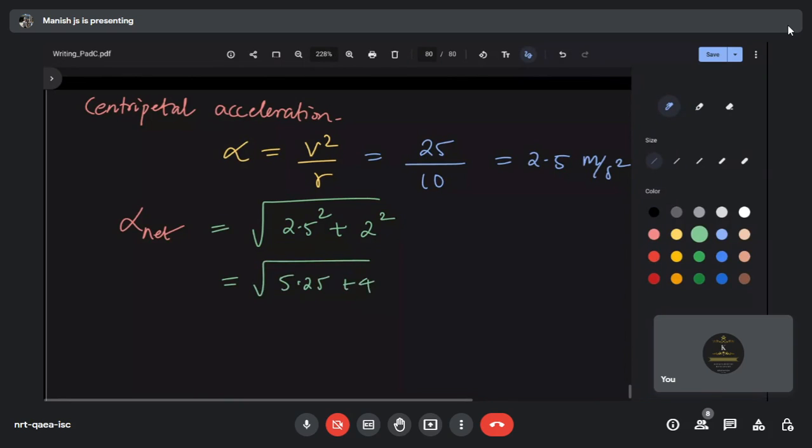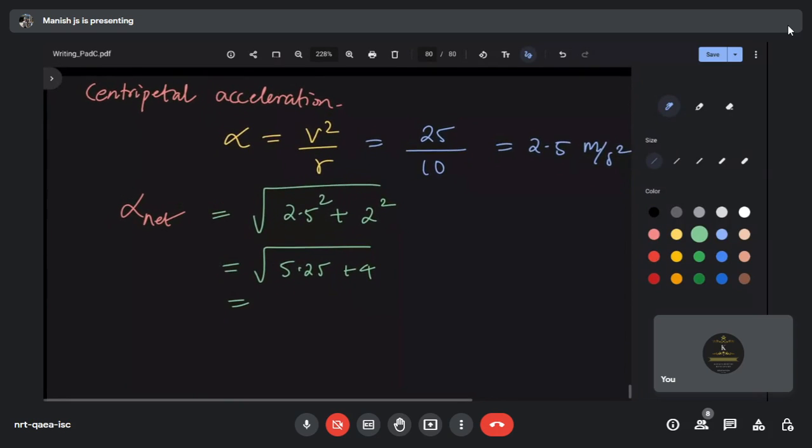So 6.25 plus 4. How much is that? 6.25, are you getting 6.25? 2.5 square, you have to find out the value correctly. So 10 point something வருது இல்லையா? Yes, sir. So 10.25, yes. So square root of 10.25 கண்டுபிடிங்க.